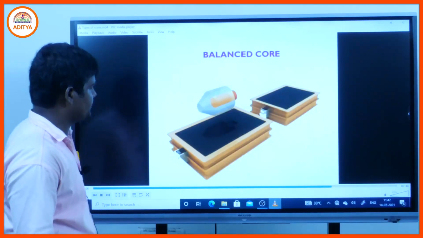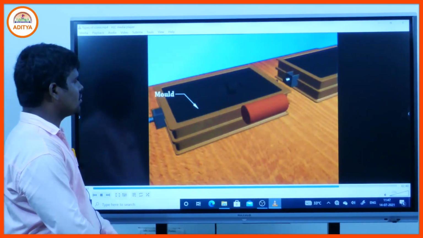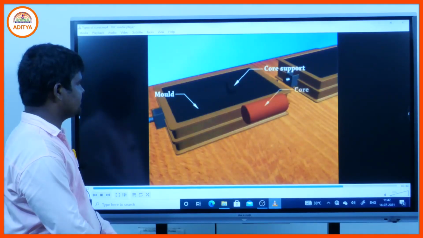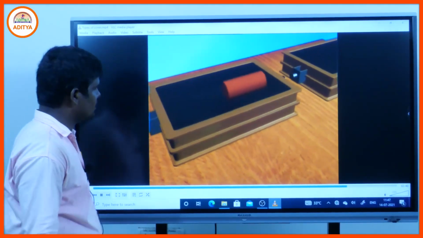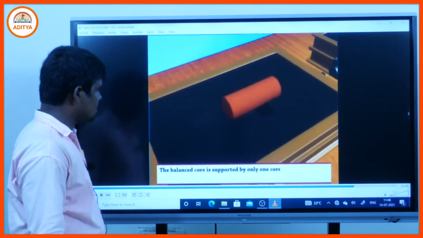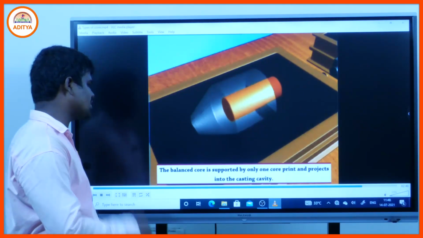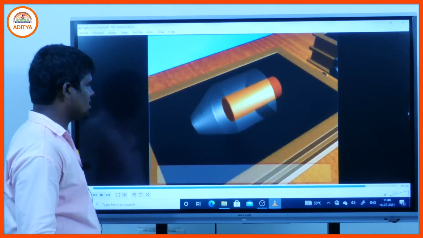Balance core means half part of the core will remain on the cope side and half part of the core will remain on the drag side, supported by only one core print. Only one core print we have used for supporting the core in that particular balance core.